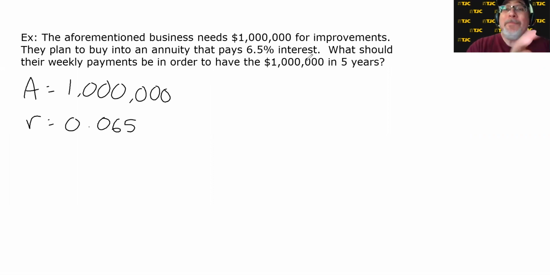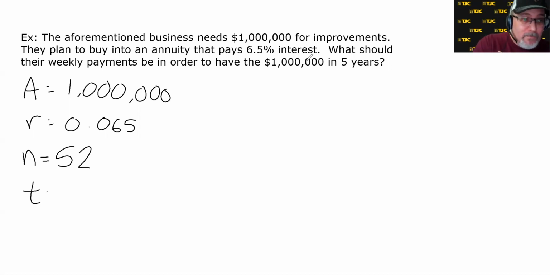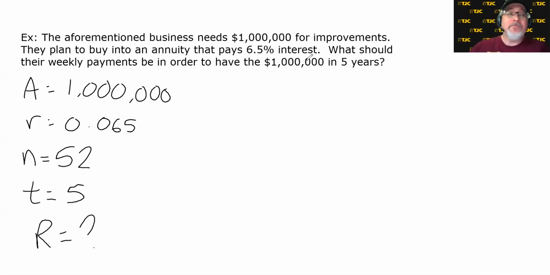What should their weekly payments be? There's the number that's not a number. N is the number of times per year you make payments. If we're making weekly payments, we can assume 52. Although there's not exactly 52 weeks in a year, a year is 52 weeks and 1 extra day. We'll just say 52 weeks in a year, and the term is 5 years. And the question is, what is the periodic payment? In this case, what is the weekly payment?